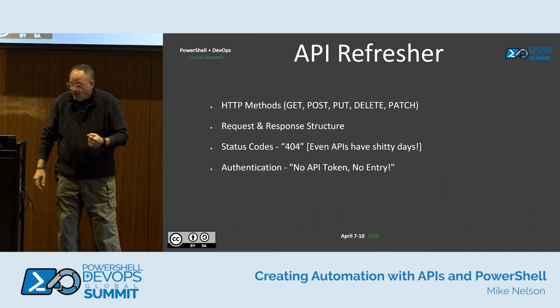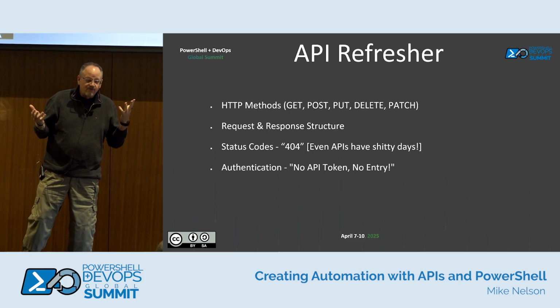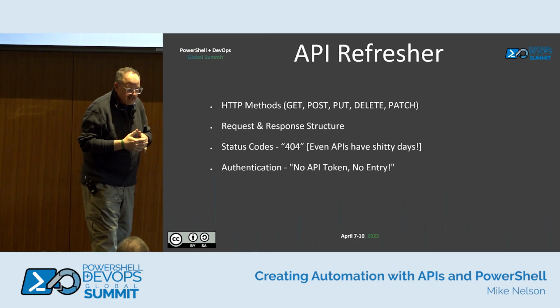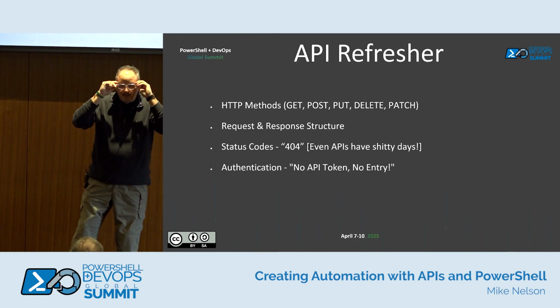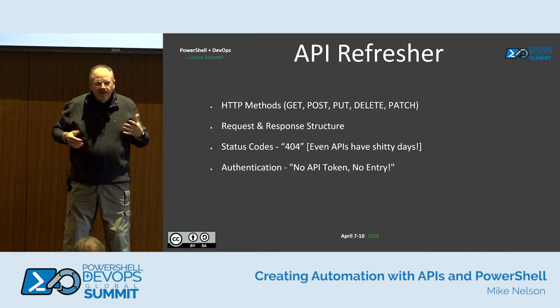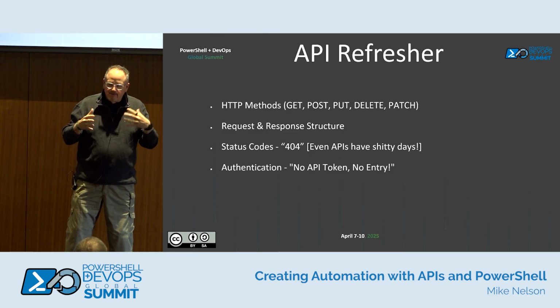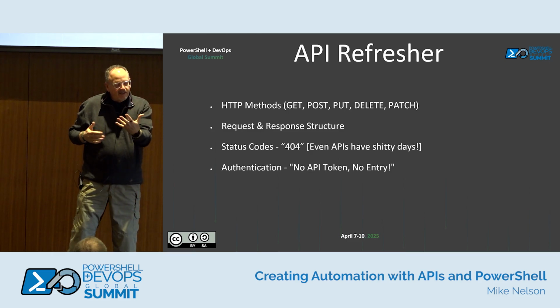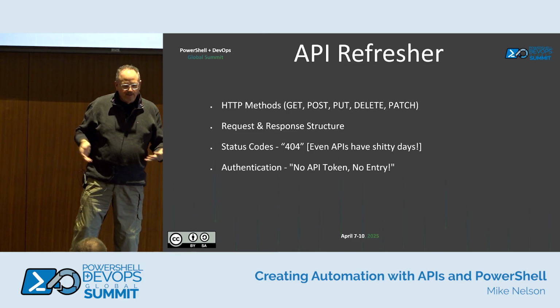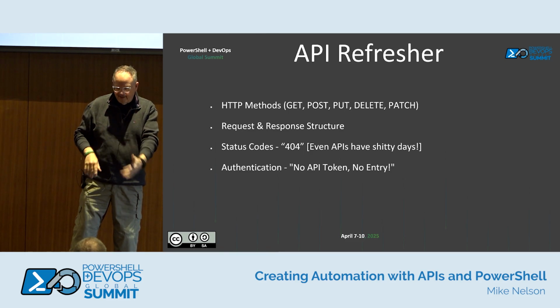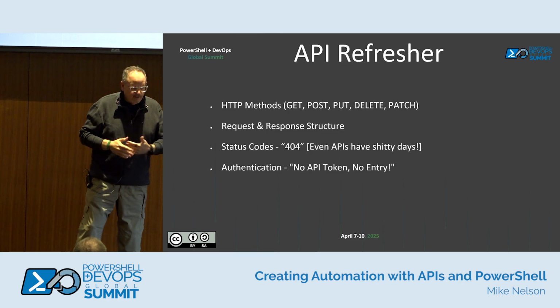Status codes: 404. You will get status 404s. Like I say up there, APIs have bad days just like everybody else. You won't notice it when you're in the middle of an automation, but when you're online ordering pizza through an app and it fails and says, well, we can't check you out, we can't deliver your pizza, that is an API failure, okay?